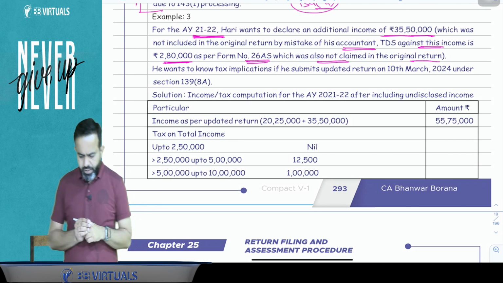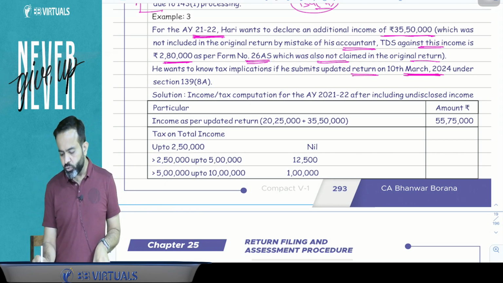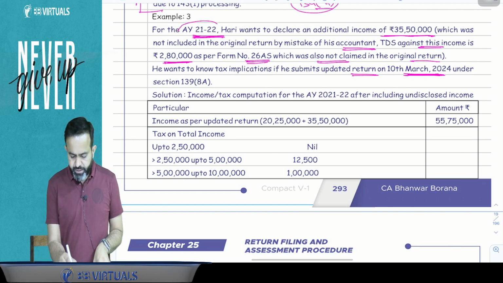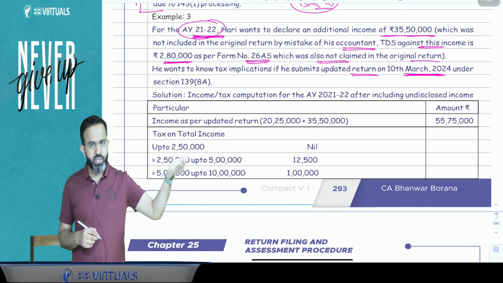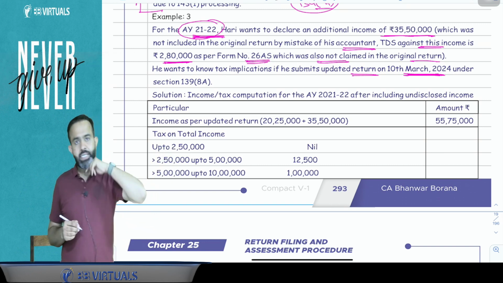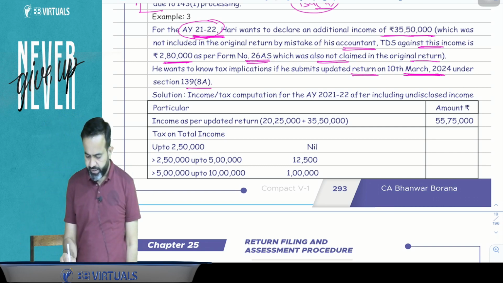Can he file? Answer is yes. He wants to know the tax implication if he submits the updated return on 10 March 2024. So for assessment year 21-22, he is filing before 31st March 2024, which is after 31st March 2023. Answer is yes, under section 139(8A).